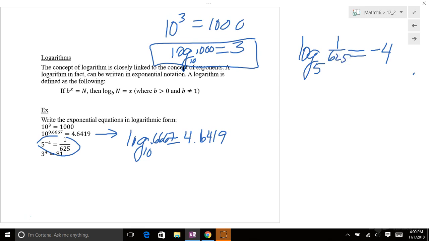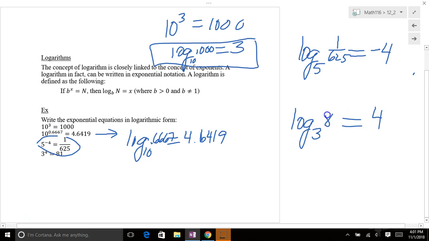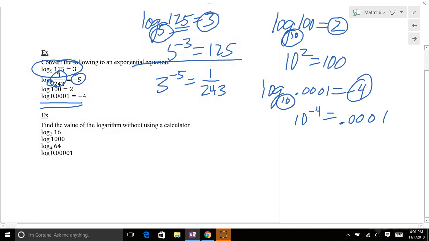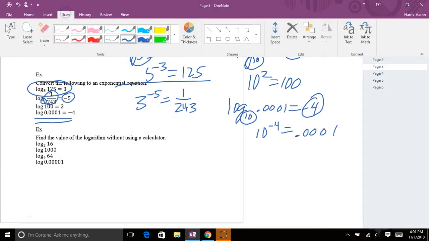Last one, 3 to the 4th equals 81. Write my log, write my equal. 3 to the 4th equals 81. There's the logarithmic form of the last one there. Alright, so this second set of problems at the bottom here: find the value of the logarithm without using a calculator. Let me erase this other stuff.